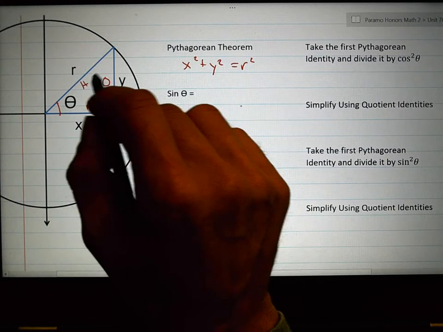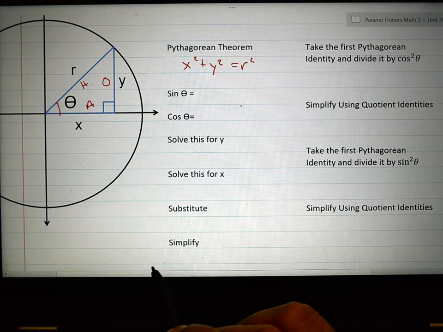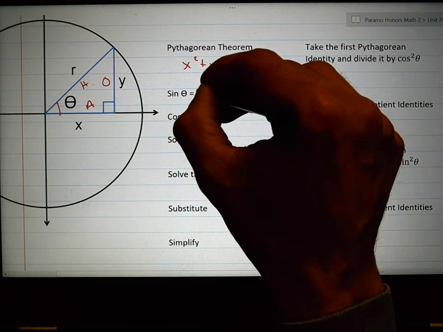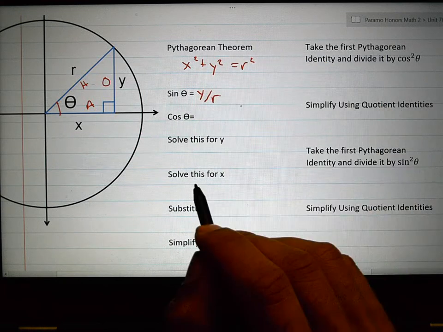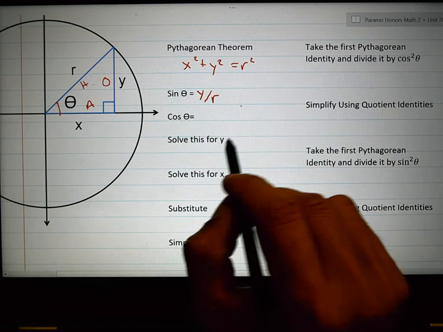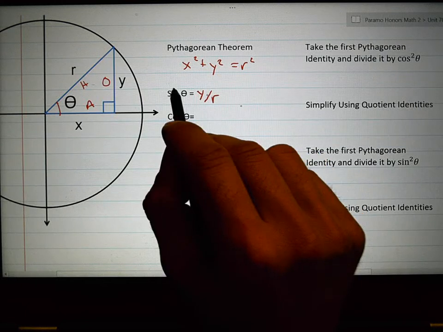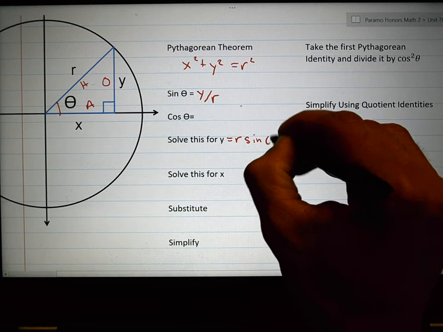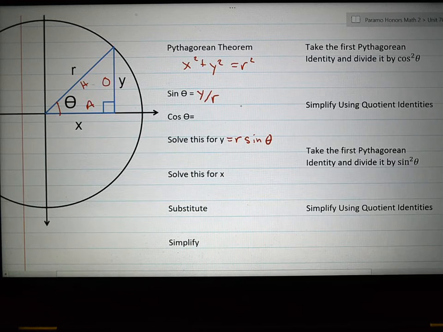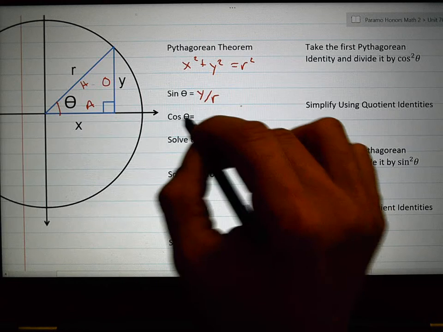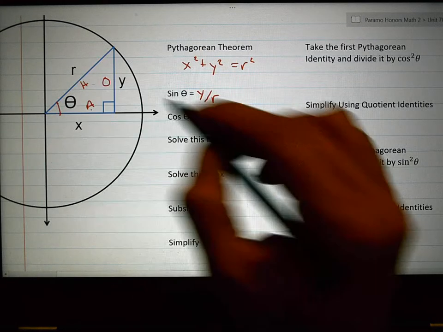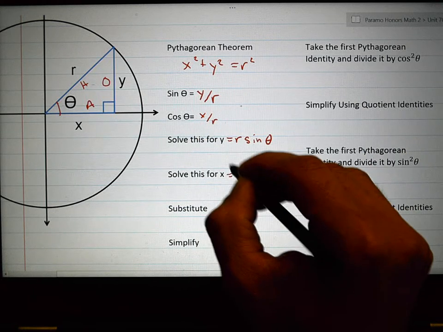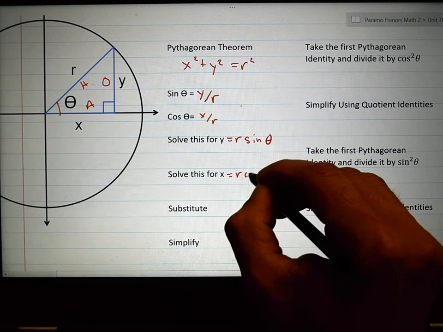If I use SOHCAHTOA, the sine of theta is the opposite over hypotenuse, or y over r. If I were to solve that for y, I would multiply by r, and I know that y is equal to r sine of theta. The cosine of theta, on the other hand, is the adjacent over hypotenuse, or x over r. And if I were to solve that for x, I would multiply by r and get r cosine theta.